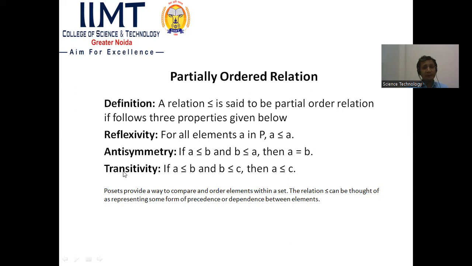Now, transitivity means if some element A is related to B and some other element B is related to element C, then the first element A is related to the last element C. This is the transitivity. So, these three properties are explained.